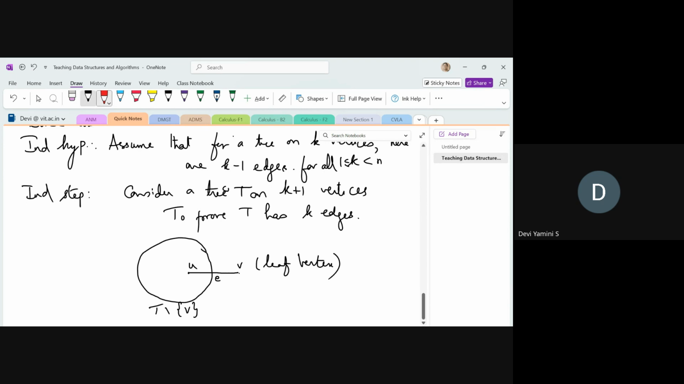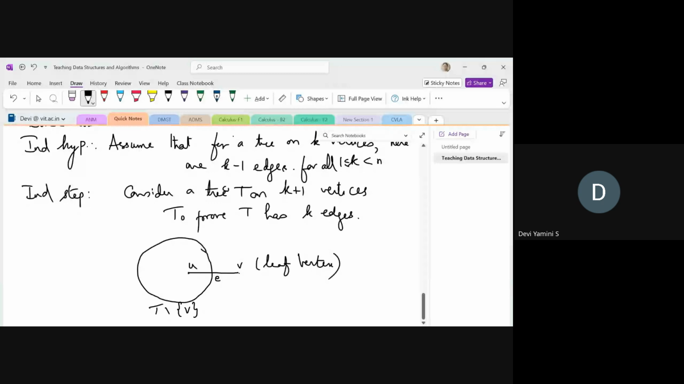See, we consider a tree on k plus 1 vertices, right? Any tree will contain at least 2 leaf vertices, 2 vertices of degree 1, definitely. So pick one leaf vertex, let it be V. There will be only one edge adjacent to V. So delete the vertex V from the whole graph T. So we have this graph without this edge and the vertex. T minus V is this. It doesn't have the edge E.